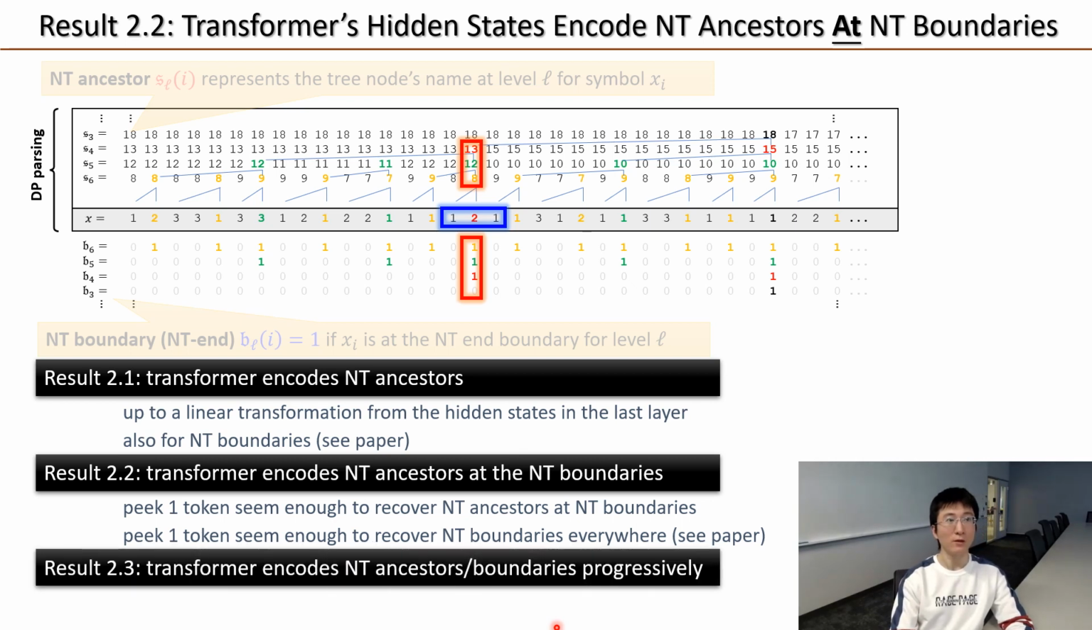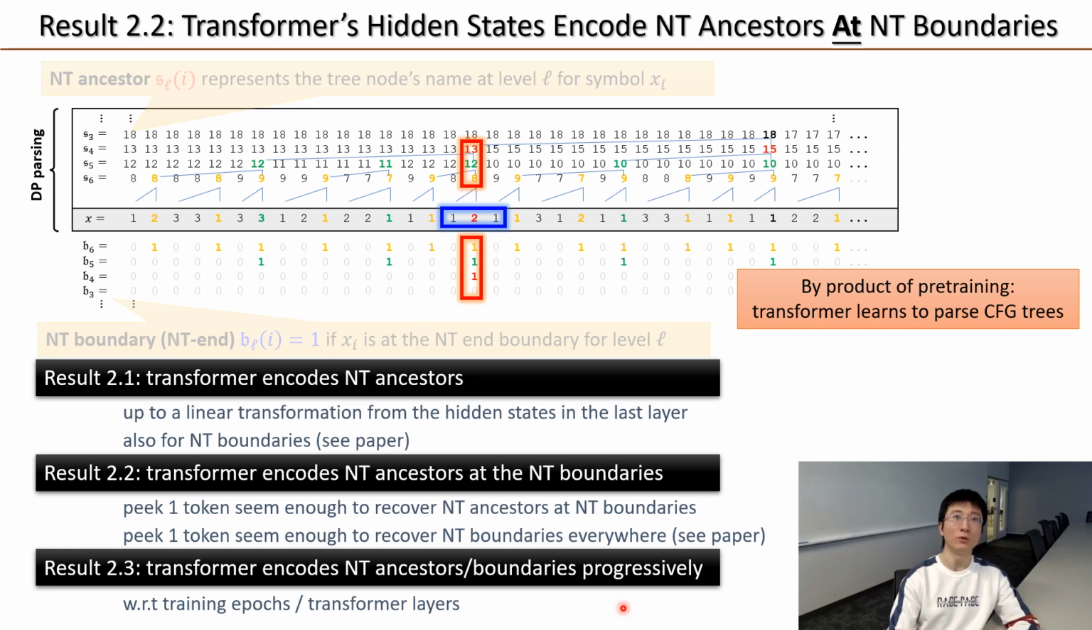Another thing I'm not showing you, but it's in the paper, is that we also showed that the anti-ancestor and boundary information were actually encoded in a progressive manner with respect to the training epochs and the transformer layers. That is, the more you train it, the more accurate it becomes, and the layers closer to the leaves are learned first, and the layers closer to the root are learned last, and so on. So it's learned in a progressive manner.